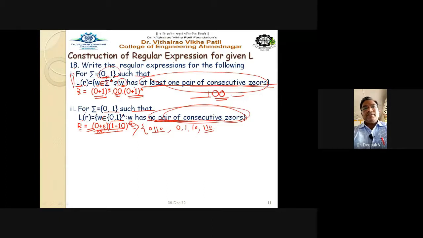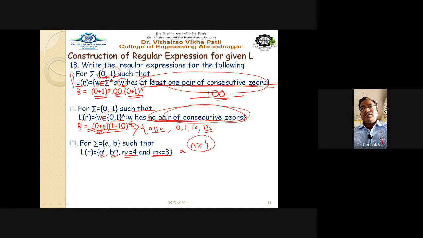Then the third one is that for sigma equal to a comma b, the language consists of a raised to n, b raised to m, where n is greater than or equal to 4 and m is less than or equal to 3. So we can read it like this: there are strings in this particular language L in such a way that the number of a is n and the number of b is m.